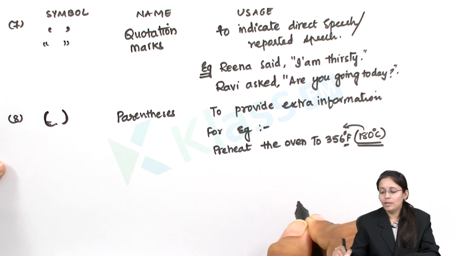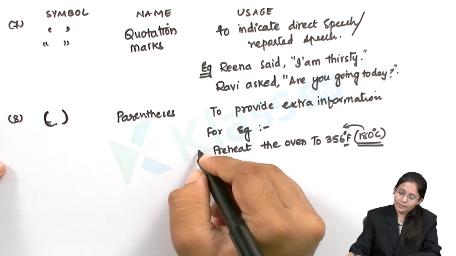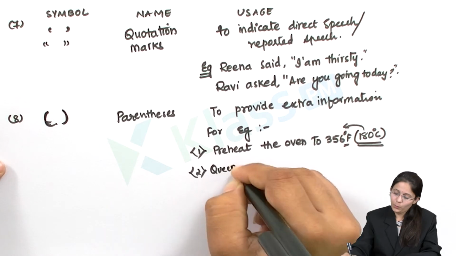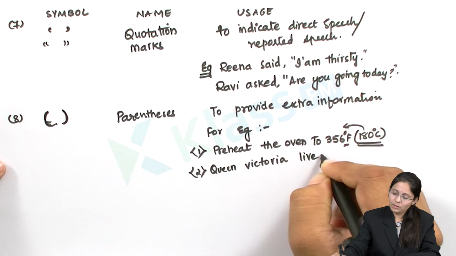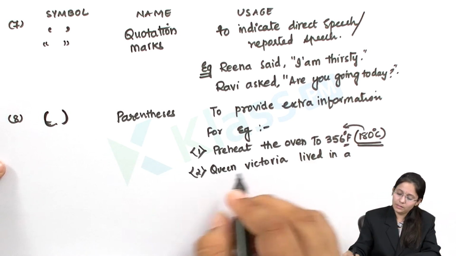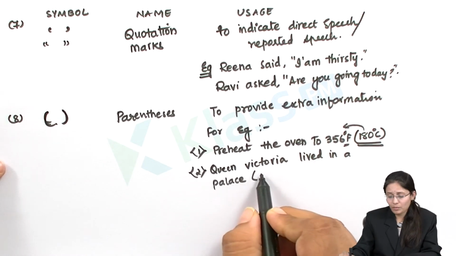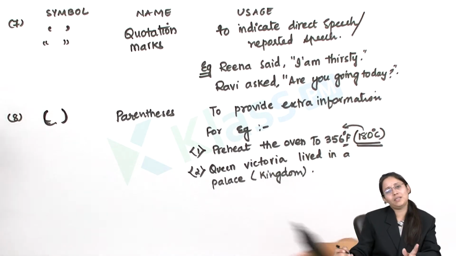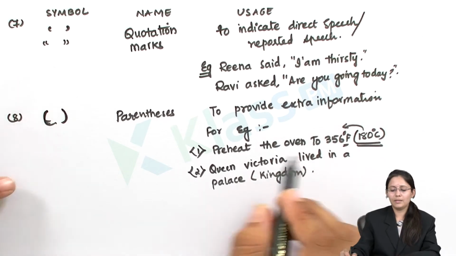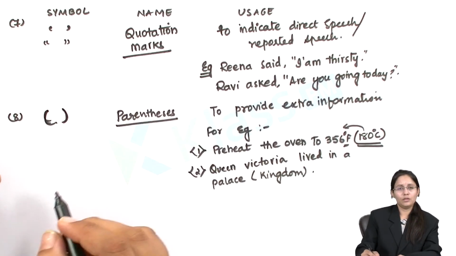Okay, then you may write, for example, "Queen Victoria lived in a palace." In brackets you may write the name of the palace probably, or the kingdom or something like that. You can add extra information for that. So for that reason parentheses are used.